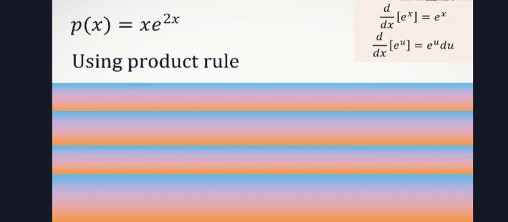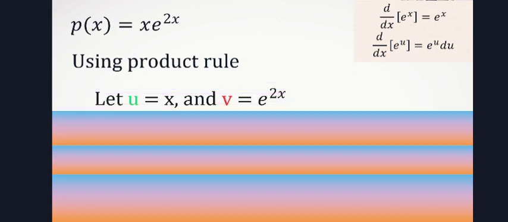So sa product rule, kailangan natin mag-let ng u and v. Okay? Since we have two terms involved here. So ipapalagay natin that our u is equal to x and our v is equal to e raised to 2x. Then, once na mahanap yung u and v, we will find the derivative of your u and the derivative of v. So, ano yung du natin?